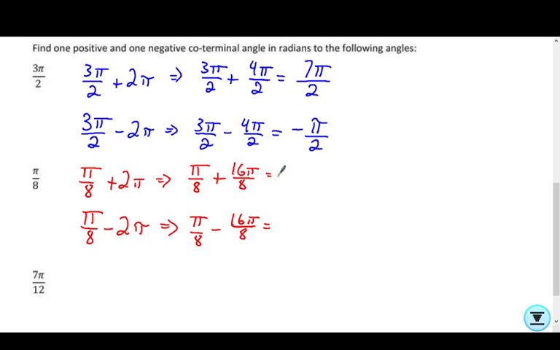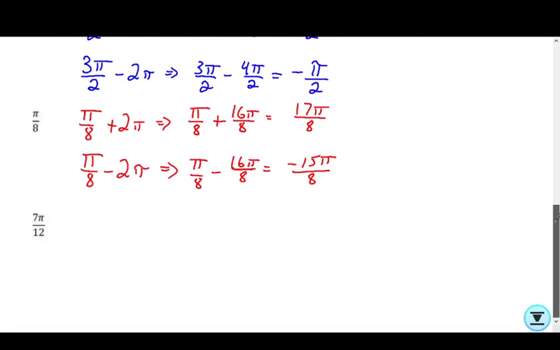If you have 1 pi and you add another 16 pi's, you have 17 pi's. If you have a pi and you subtract 16, you're missing 15 pi's. Easy. So for the last one, same thing. I'm adding and subtracting 2 pi, so we take 7 pi over 12 and add 2 pi. And we take 7 pi over 12 and subtract 2 pi.